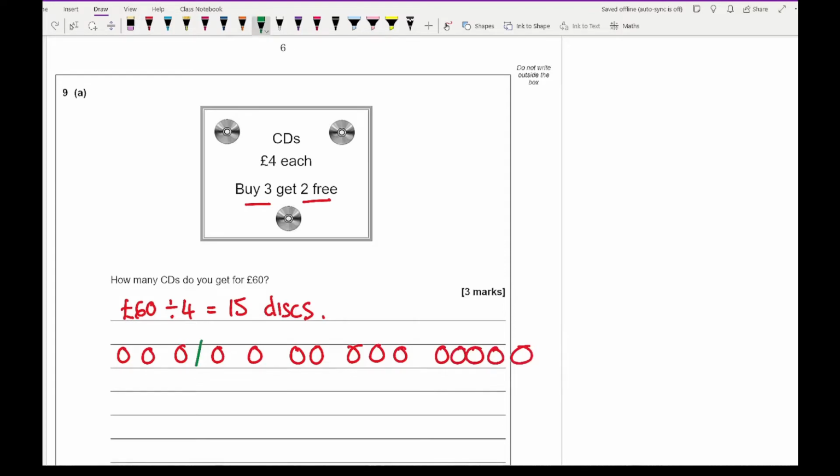So with those 3, I get 2 free. With those 3, I get 2 free. With those 3, I get 2 free. With those 3, I get 2 free. And with the last 3, I get 2 free.